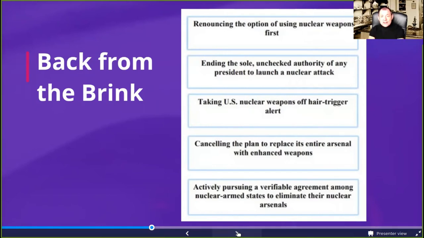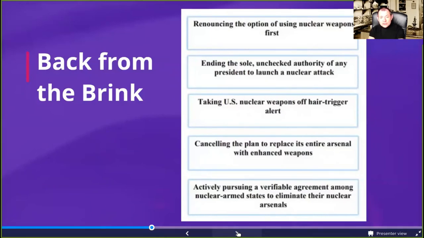Ending the sole unchecked authority of any president to launch a nuclear attack. President of the USA, Premier of Russia, they have final say in any nuclear attack. They get to choose when to launch the weapons. We cannot always guarantee having a mentally stable leader in charge of our nations and therefore our nuclear arsenals. There should be more than one check before nuclear war happens. More than one person should be involved in any decision to launch a nuclear strike. I mean, what if the one person in charge is crazy?